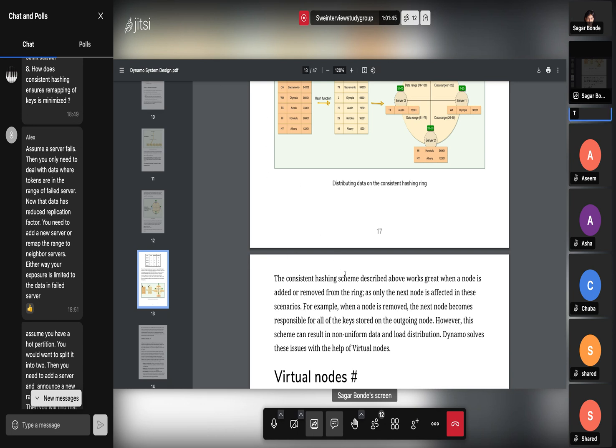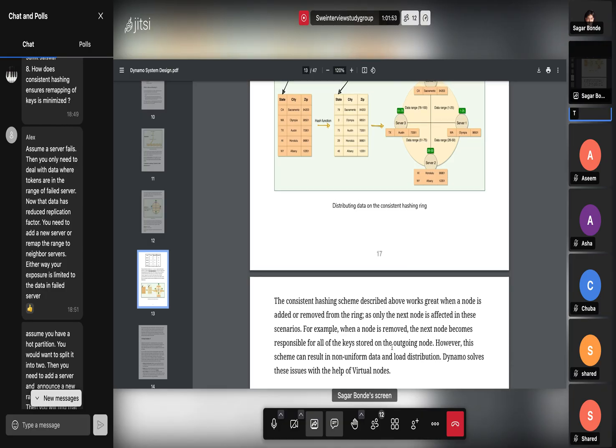This is what Cassandra also does. It uses consistent hashing. So what's the difference here, at a high level?